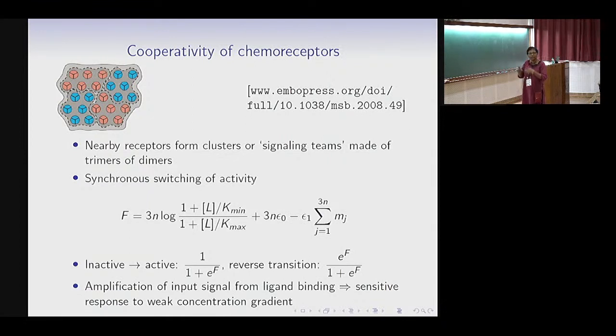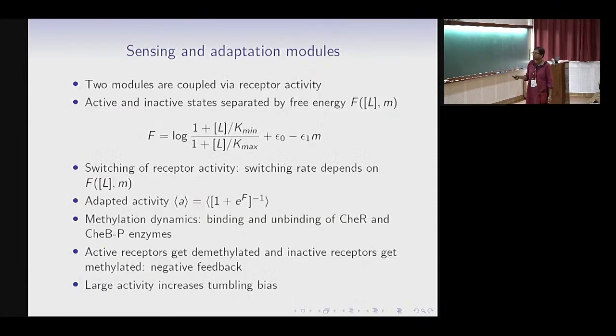Here n is the number of such trimers of dimers present, 3n is the number of dimers, and the free energy is the sum of the free energy of all the TDs. And the inactive to active transition rate has been chosen from local detailed balance, and this is proportional to 1 by 1 plus e to the F, and the reverse transition, active to inactive, is e to the F by 1 plus e to the F. And this makes sure that the average activity has this Boltzmann form which I had shown in this slide.